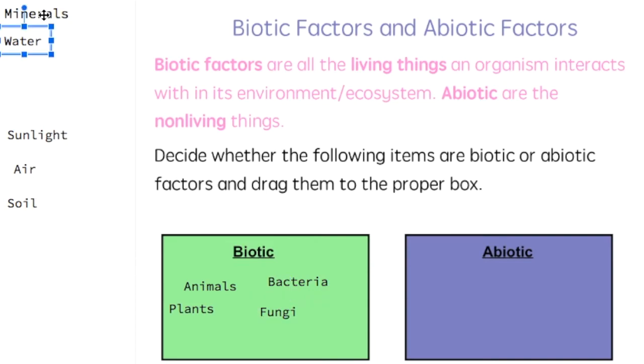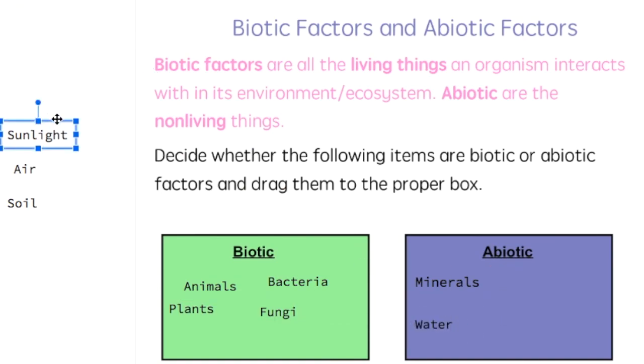Abiotic, remember our definition of a mineral. A mineral is a non-living thing and was not produced by a living thing. Water is also abiotic. It was not alive. Sunlight, very important for living things, but sunlight itself is not alive. And air, again, cycled through living things, but not alive.